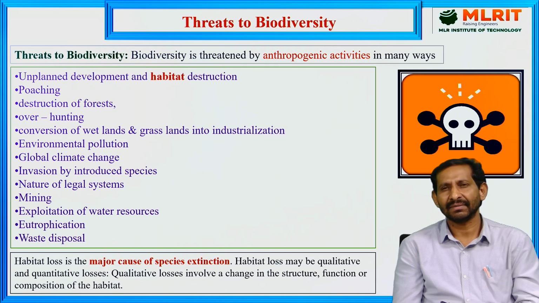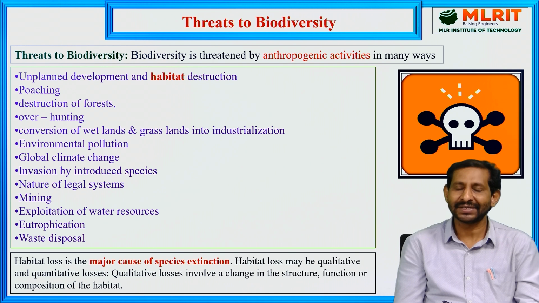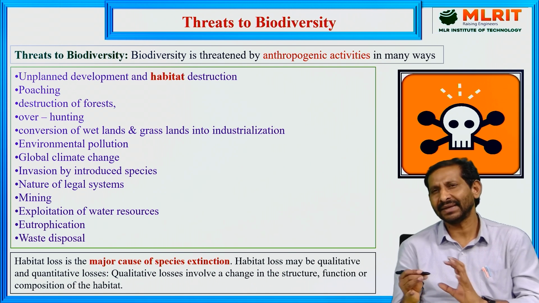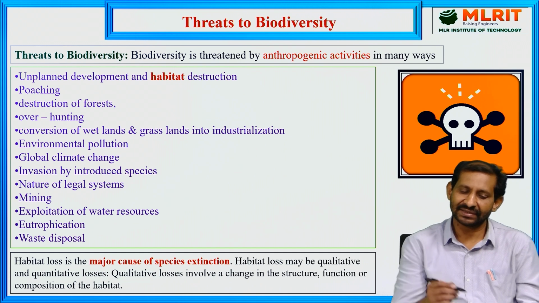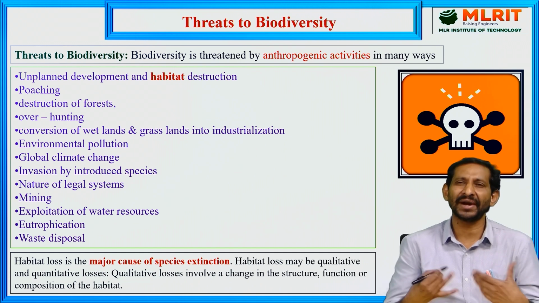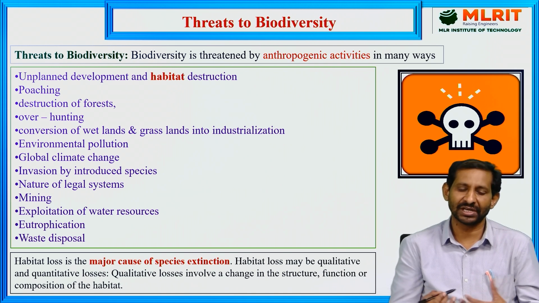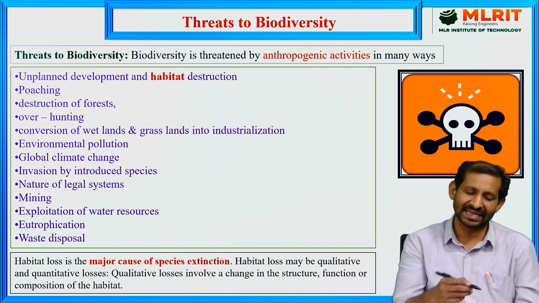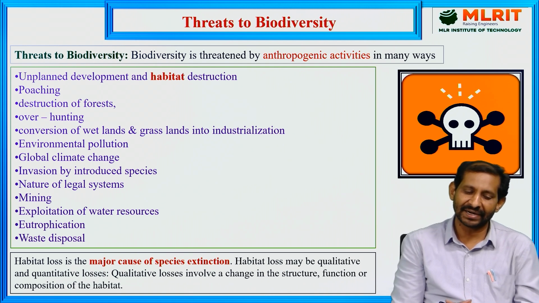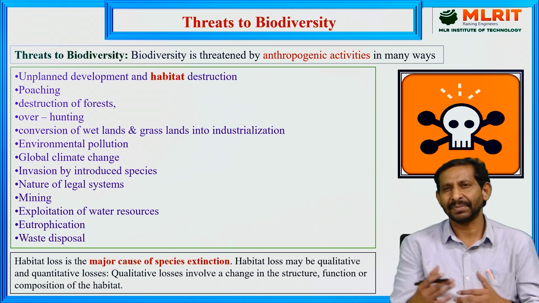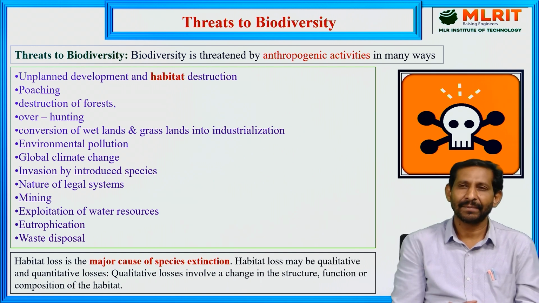Now coming to another small topic, the threats to biodiversity. Why is biodiversity threatened? Biodiversity is threatened mostly by anthropogenic activities. Anthropogenic means human activities, not other activities, in different ways like unplanned development and habitat destruction. For example, if you construct in some places without planning, a biodiversity threat takes place.